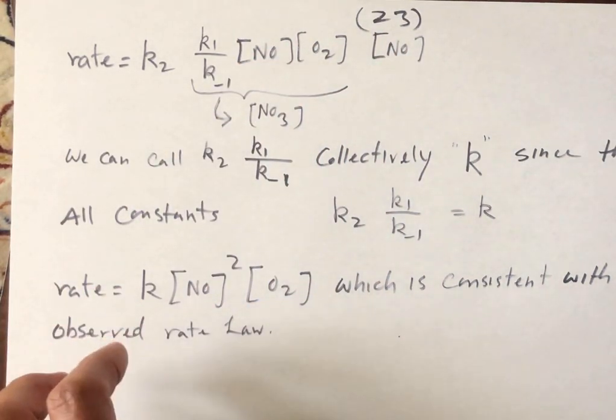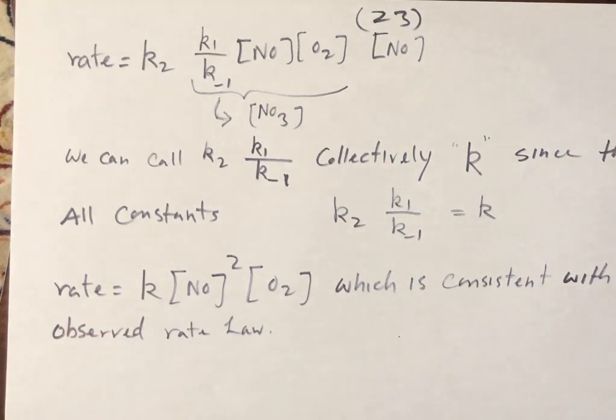And this is exactly what we had as the observed rate law given to us in the beginning of that sample problem. So therefore, the conclusion here is that the mechanism given to us is actually a plausible mechanism, consistent with the experimental rate law.